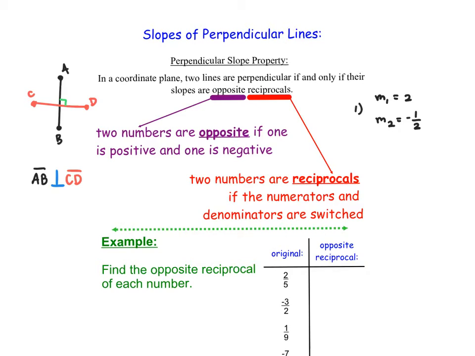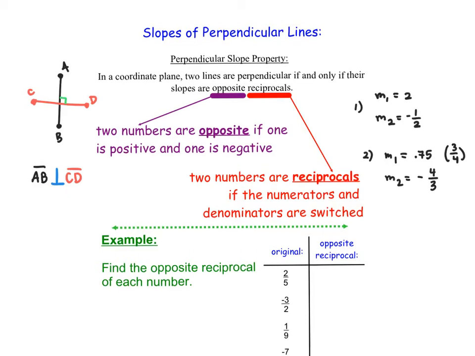So there's one example. Here's a second example. If slope number 1, or the slope of the first line or line segment, was, let's say, 0.75, which of course as a fraction is 3/4. In order for the two lines to be perpendicular, we would have to have the opposite sign and the reciprocal. So those two slopes would also represent opposite reciprocals. Let's look at a couple of examples below.